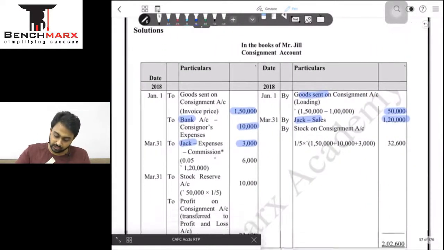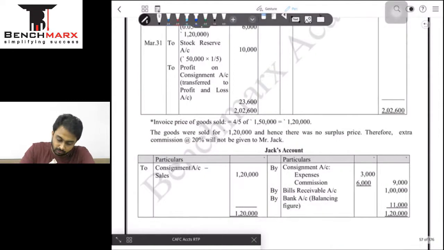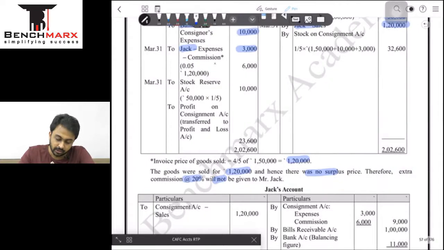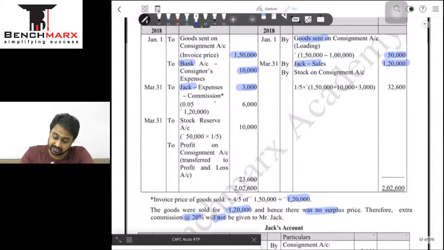This is what the working note must have said. Invoice price of goods sold is 1,20,000. Goods were sold for 1,20,000. There was no surplus. Therefore, extra commission of 20% will not be given to Mr. Jack. That is as good as saying 5% of the sales of 1,20,000. That is 6,000. That is the amount of commission for which I will credit the consignee. The amount is payable to him.